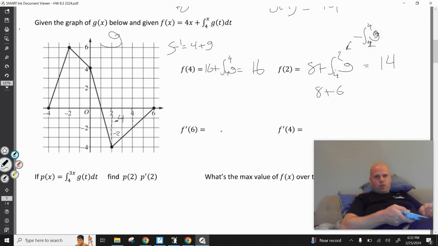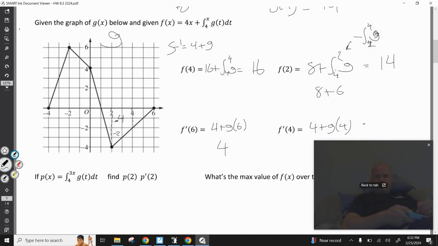Which means you have to take G, shift everything up 4 units. This is like one of the examples we had. F prime of 6 would equal 4 plus G of 6. G of 6 is 0, but then we have a 4. F prime of 4 is 4 plus G of 4. G of 4 is -2, so this is 2.